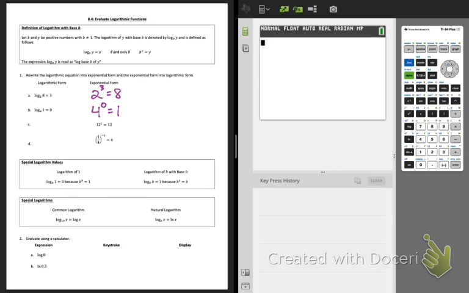4 to the 0 power, if you were to punch that in, is definitely equal to 1, so I definitely have it in the right order. Now C and D, I'm going to go the opposite way. I have exponential form. I'm going to go backwards and put it into log form.